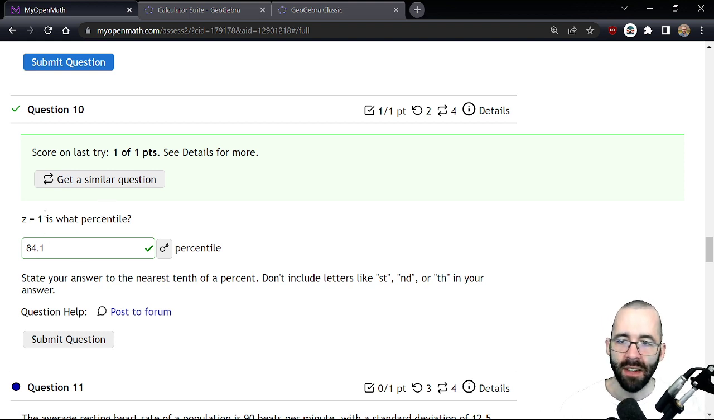Z equals 1 is standard normal. A Z value of 1 is 1 standard deviation above the mean. One standard deviation above the mean is the same thing as saying Z equals 1. That's what that 1 means: standard deviation, and because it's positive, it's above the mean. That's the 84th percentile, which means that it's above 84% of the data.